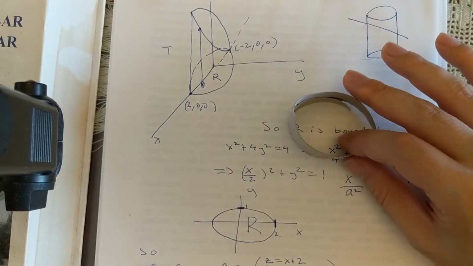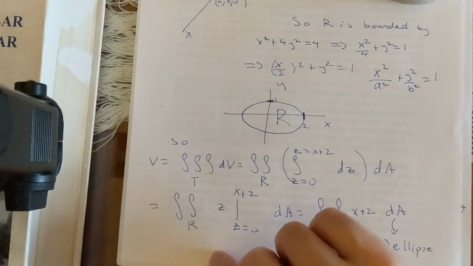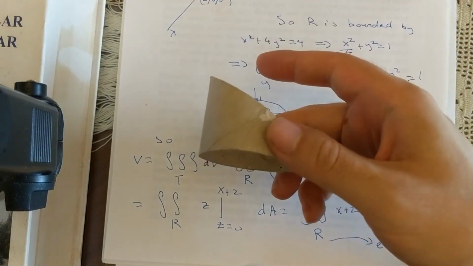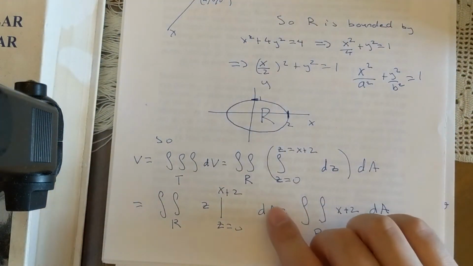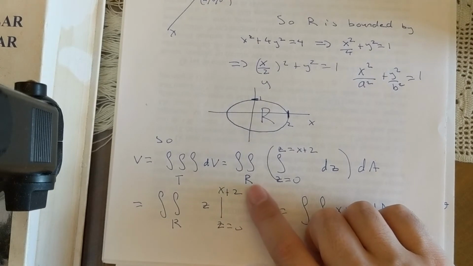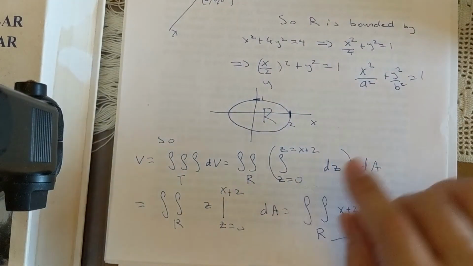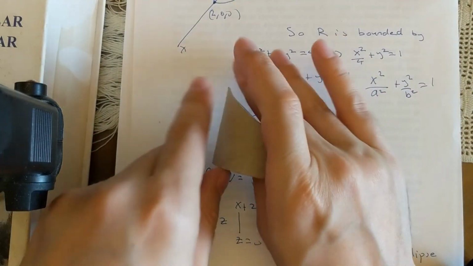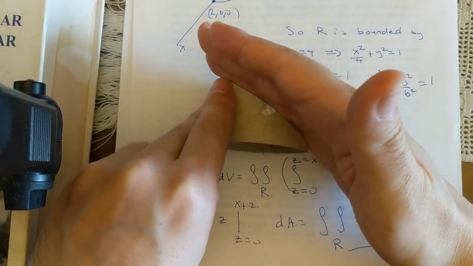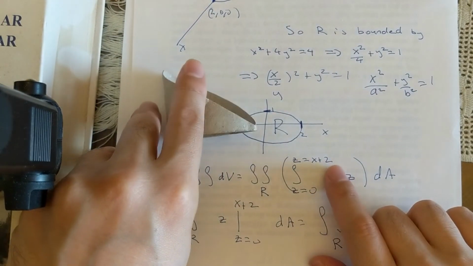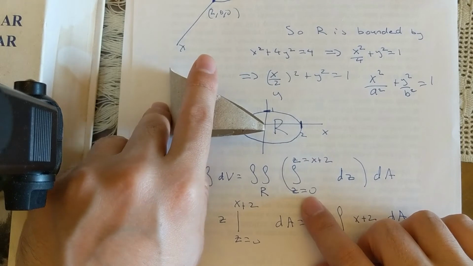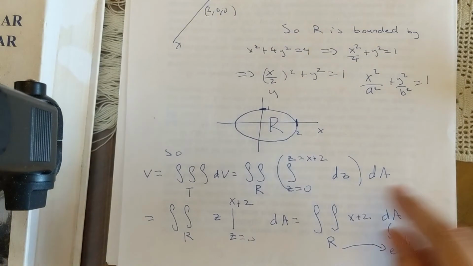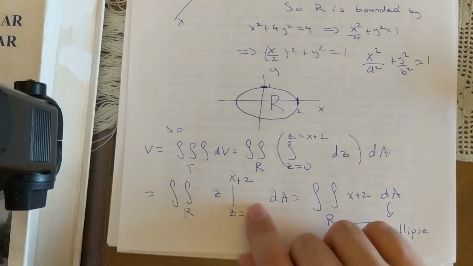Now let's talk about our integral. So this triple integral over the region T, which is basically this guy, dV is going to be the double integral over the region R. The region R is the ellipse. Now let's think about the heights of these. So the top is going to be the plane, which was z equals x plus 2. The bottom is the plane z equals 0. In other words, it's the xy plane, the good old xy plane. dz times dA, where R is the elliptical region again.